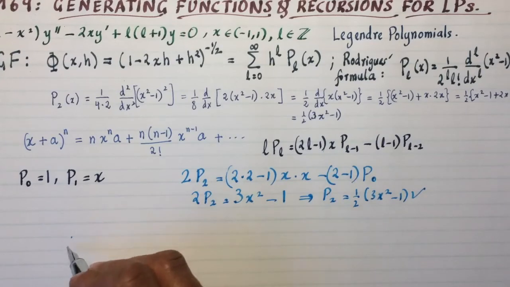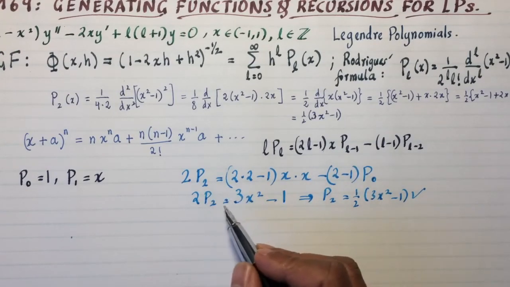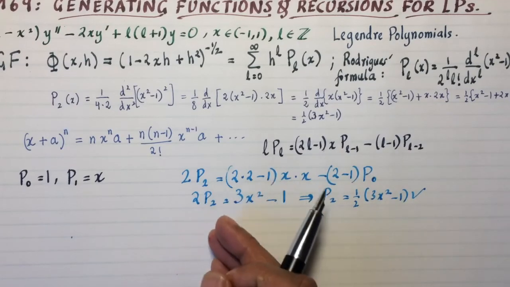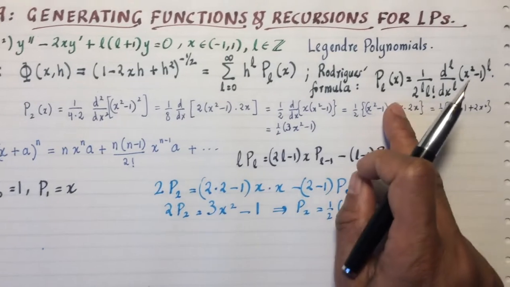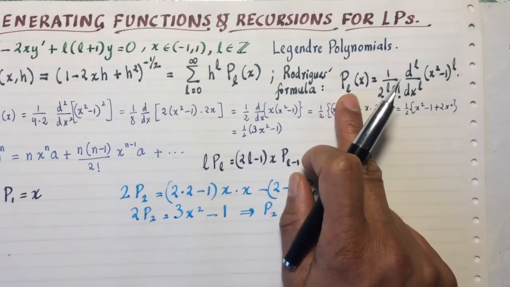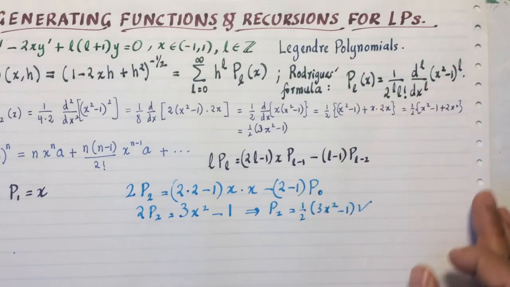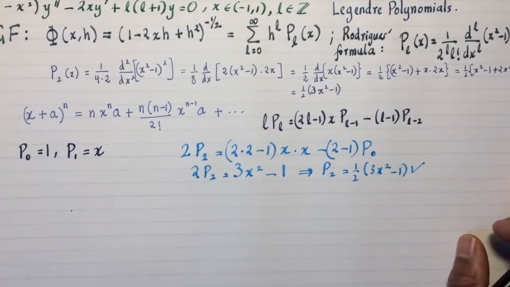Let's try to get P3. The only disadvantage of this is you can't skip an order. You have to go systematically. If you want P5, you have to first go find P3. The advantage with this is if you want to find P5, you can directly stick this in the computer and find P5 for L equals 5. So computer program will immediately give you P5.